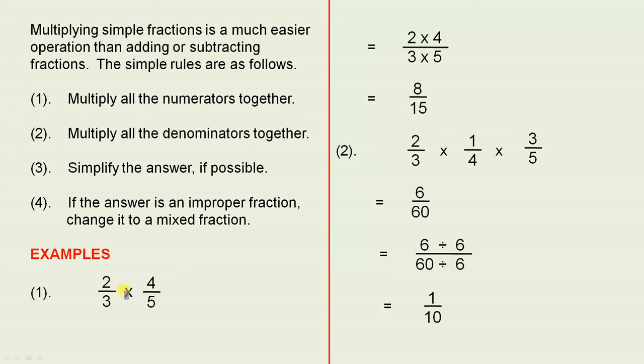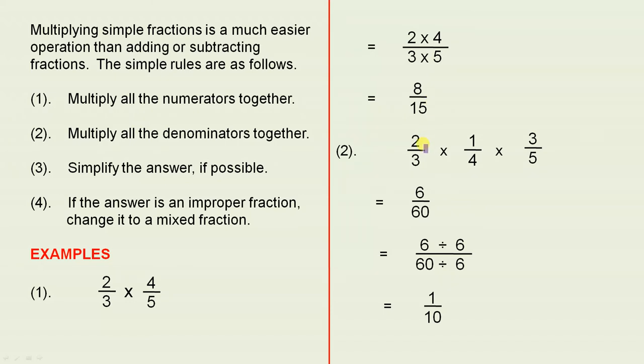2 over 3 multiplied by 4 over 5. So the first rule is multiply all the numerators together. 2 times 4. Second rule, multiply all the denominators together. 3 times 5. There it is there. Now, the answer is 8 over 15. Now, we cannot simplify that because the third rule says simplify the answer if possible, so it can't be simplified, so we leave it as it is. So the answer is 8 over 15.